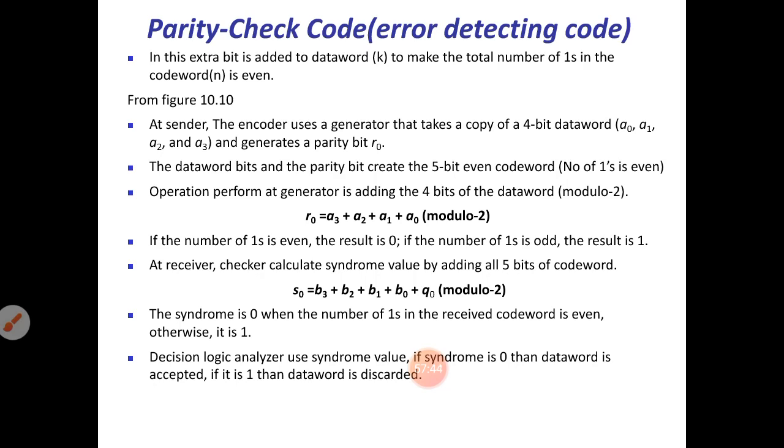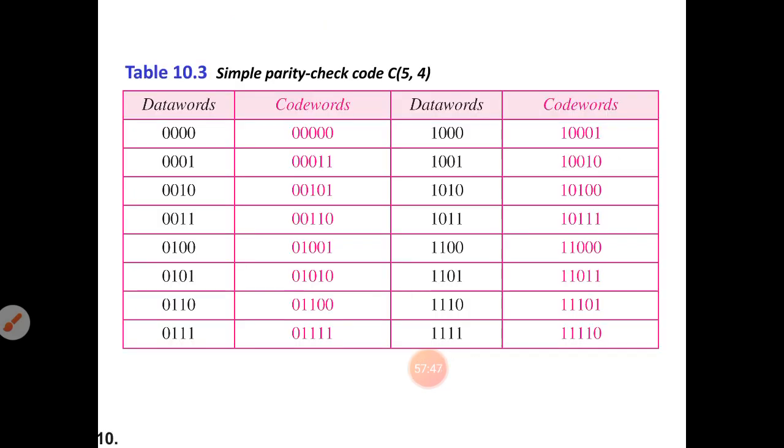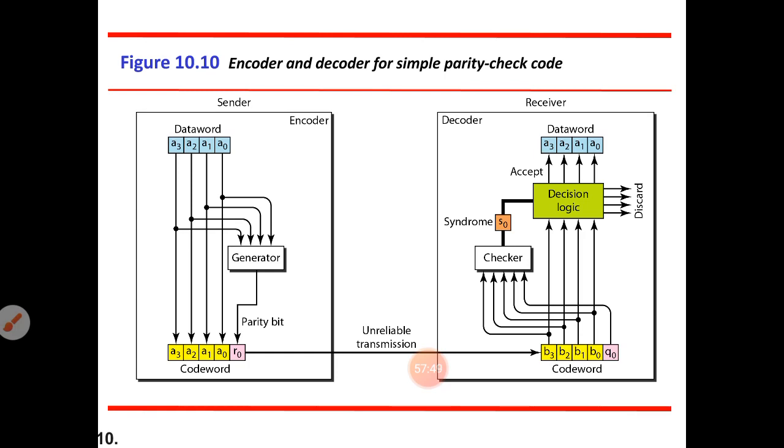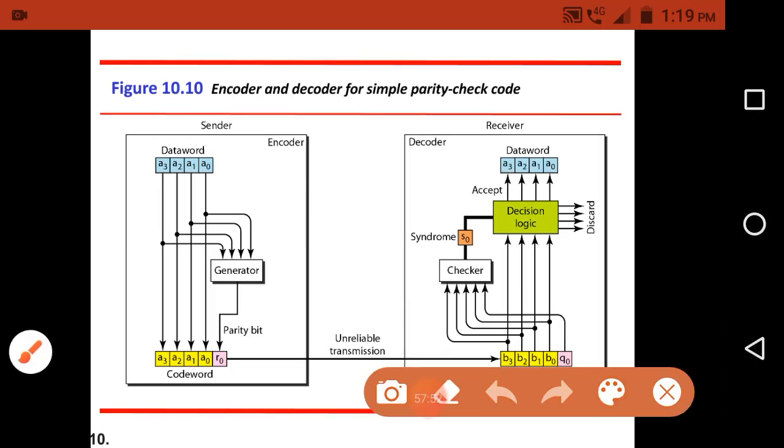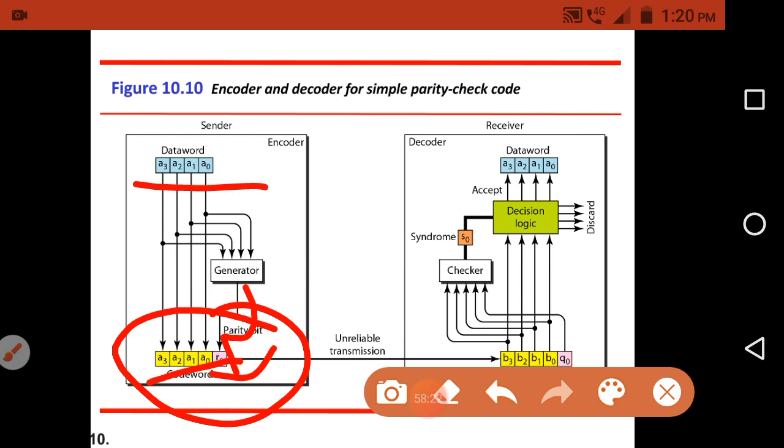If it is even, then r naught is 0. R naught means remainder, and that r naught will be appended to this particular data word and creates the code word. If r naught is 1, that is, the remainder is 1, it means the number of ones in the data word is odd, and that remainder is added to the data word, and that will create an even number of ones in the particular code word.